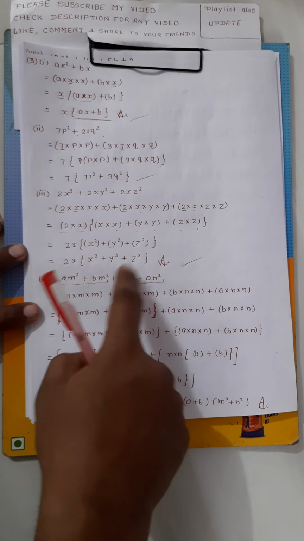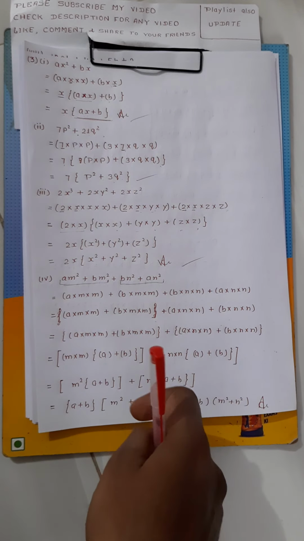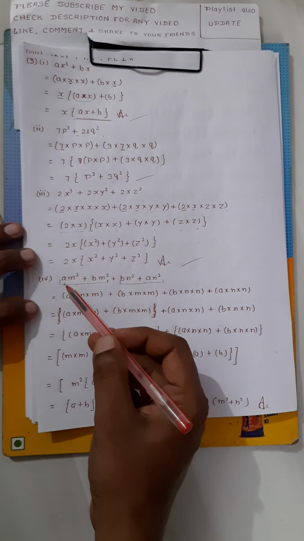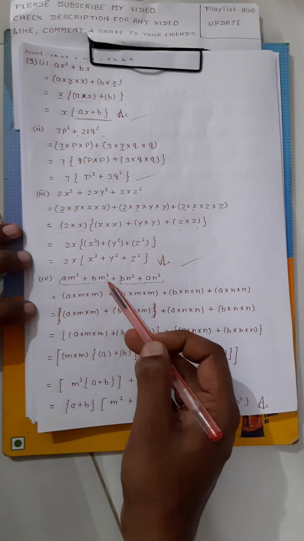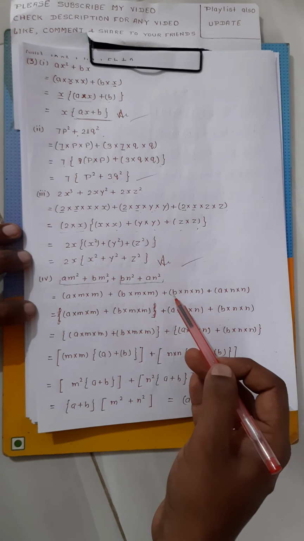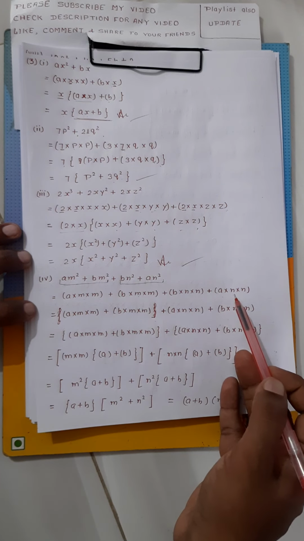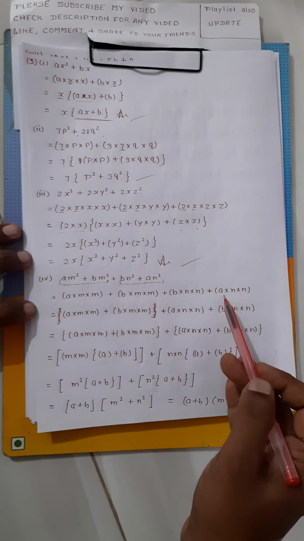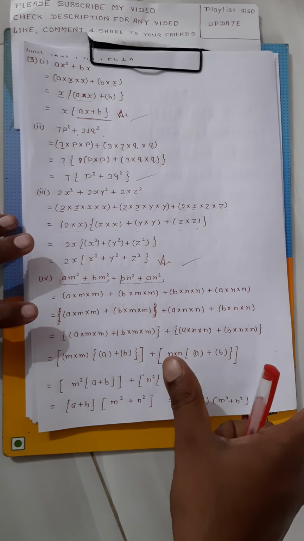Okay, so a small rearrangement can give us a plus b. First we factorize am², which is m into m; for bm it is b into m; for bn the value will be b into n; and for an the factorized value will be a into n. First of all we check the common factor.